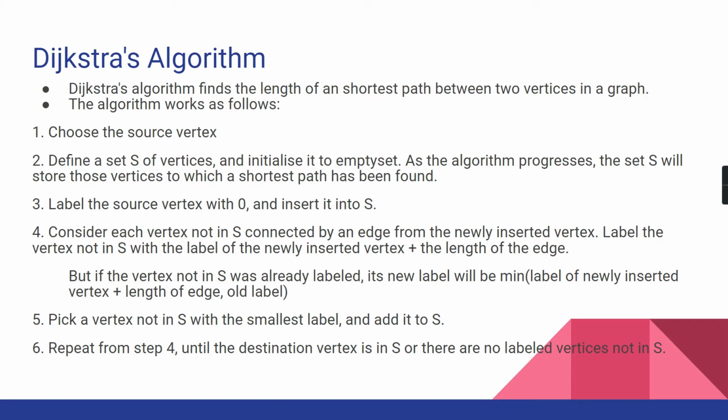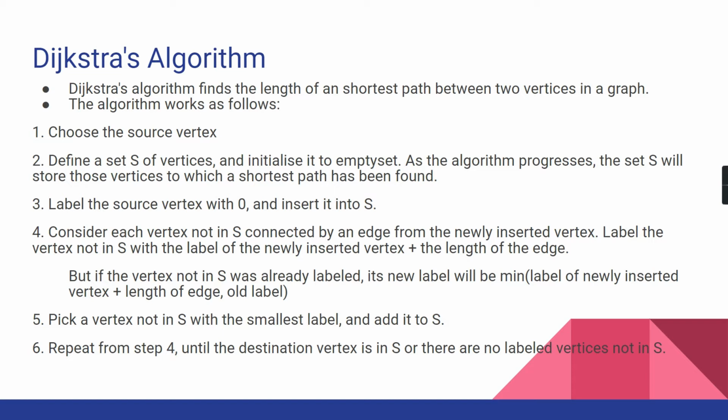In step 5, we pick a vertex not in the set with the smallest label and we add it to the set. And then we repeat that until we reach the destination vertex, or until there are no more vertices to add.